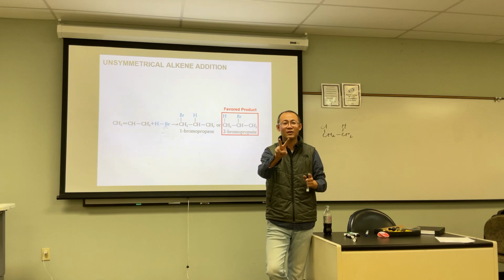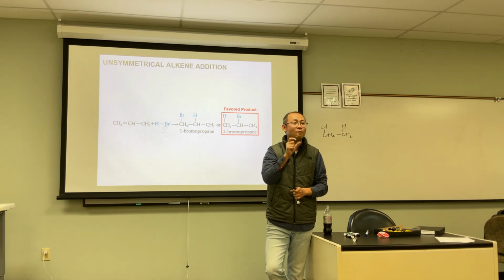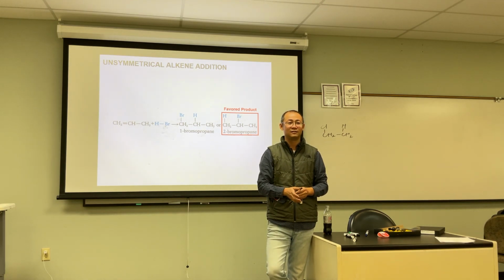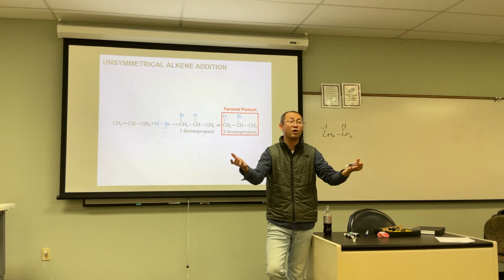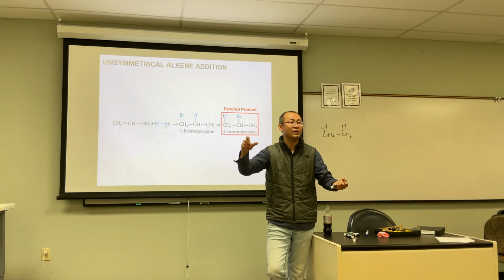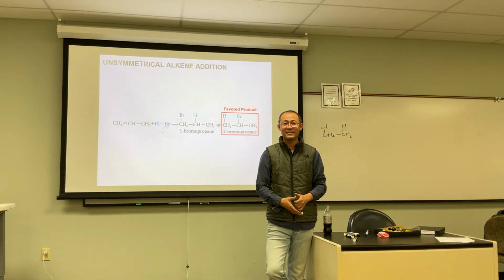If you have two carbons that have different numbers of hydrogens, then the hydrogen will be added to what? To the carbon with more hydrogens. Then the other one, the X, can be chlorine, can be bromine, can be OH if adding water, for example, will be added to what? To the other carbon. Does it make sense?